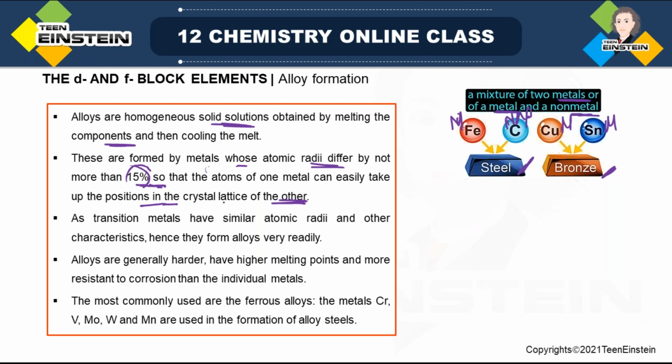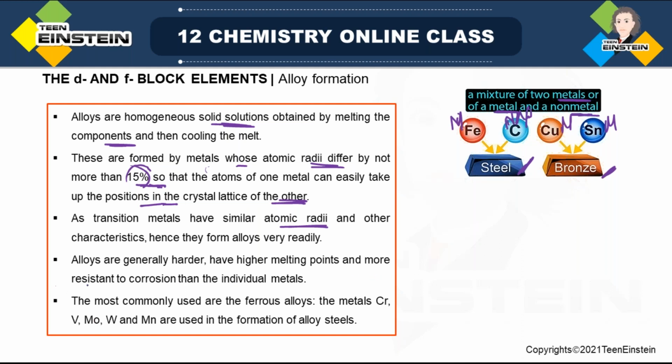Now for transition metals, their atomic radii decrease from left to right, but still the difference is not very drastic. They are almost close to each other. So that is why, with similar atomic radii, they can form alloys.